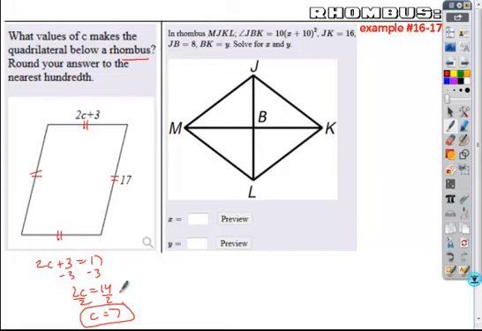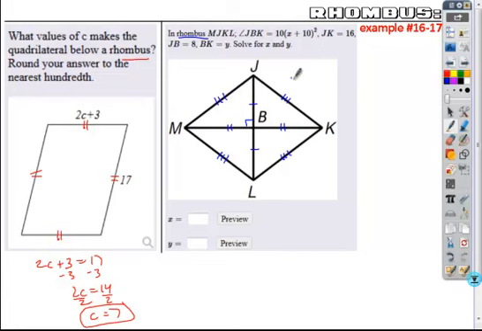Next problem again is pretty straightforward, but there is a trick to the calculation. And that is if you label what you have, because you're dealing with a rhombus here, you know that these diagonals not only bisect each other as they do in all parallelograms, but they are perpendicular as well. And then you know that all of the sides are equal to each other.